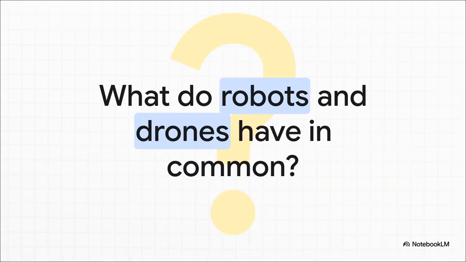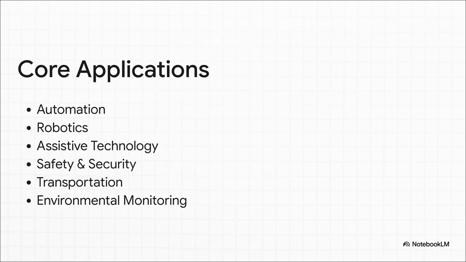So to get started, let's just think big picture for a second. Think about those huge industrial robots on an assembly line, the drones you see buzzing overhead, or maybe even the smart appliance in your kitchen. I mean, they seem totally different, don't they? But they all share a kind of secret ingredient. What do you think it is? The answer? They are all mechatronic systems.